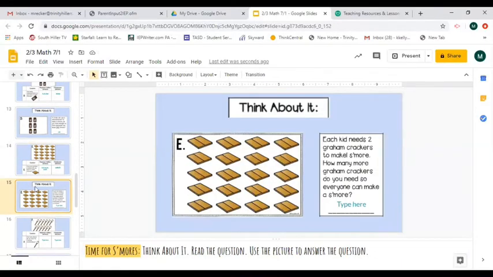Each kid needs 2 graham crackers to make s'mores. How many more graham crackers do you need so that everyone can make a s'more? So each kid will need 2 of them. So what I would do to figure this out would be divide the 20 graham crackers by 2 because each kid needs 2. So if you divide it by 2, it'll tell you how many kids will get the graham crackers before we run out. So why don't you go ahead right now and divide 20 by 2.